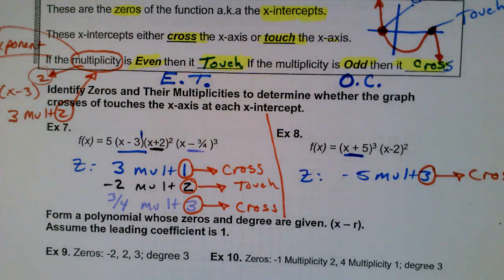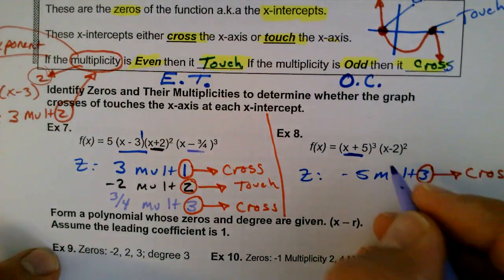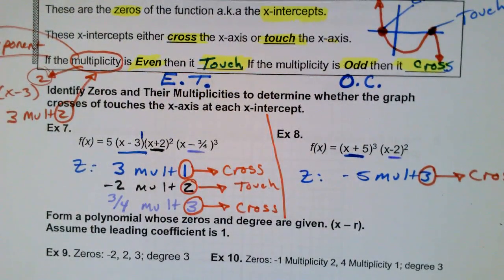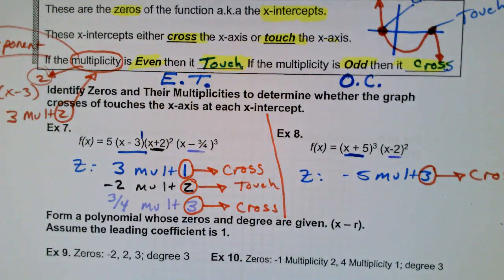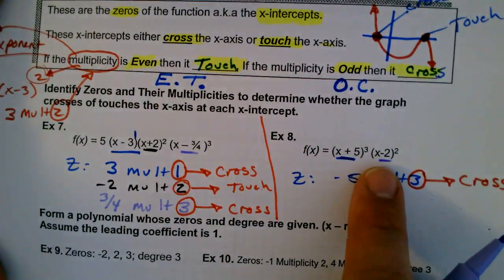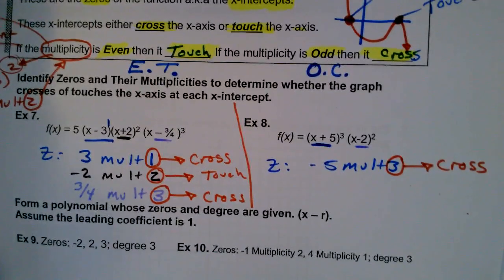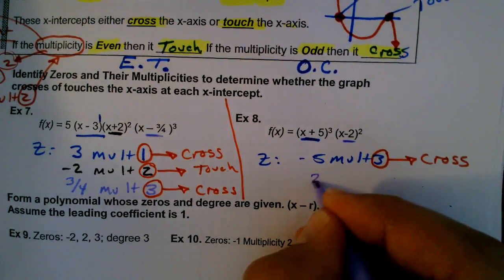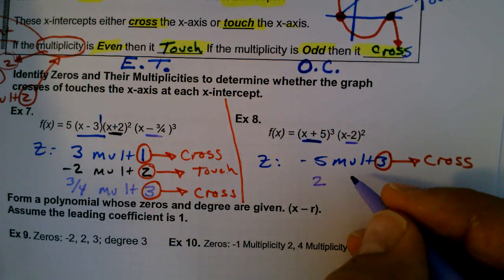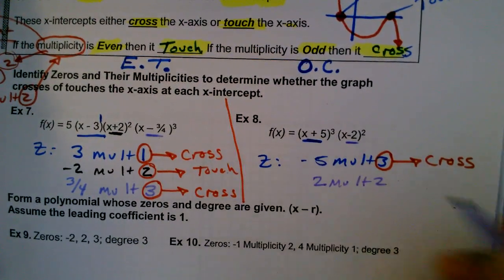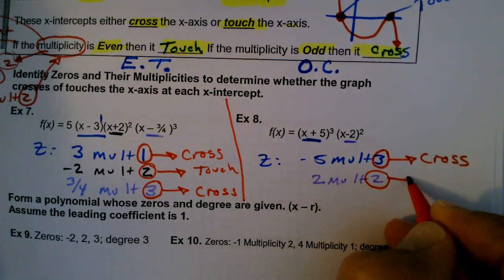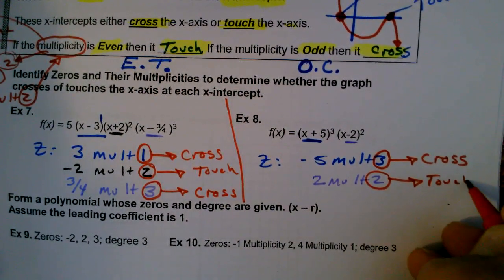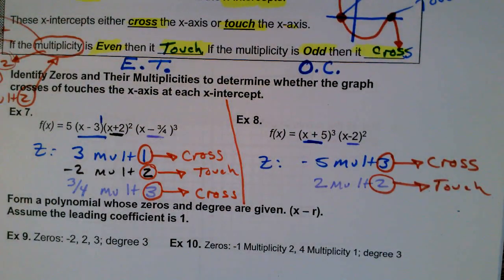Okay, fantastic. All right, next one, we've got this one right here. I've got x minus 2 quantity squared. Braden, Ariel, Emily, Mary, Juan, what do you guys got for this one? Shout it out. What do you guys say? 2, multiplicity 2, touch. Awesome. 2 is an even number, E-T-O-C, even touch. And that's it. That's all we have to do. So that's going to be your homework related to those zeros, the multiplicity, and even touches, odd crosses.